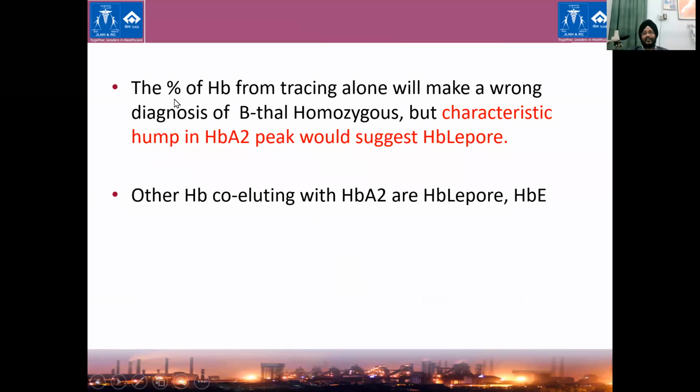The percentage of hemoglobin alone from the tracings will make a wrong diagnosis of either beta thalassemia homozygous or trait, but we should look at how that peak is, how that trace is. That is, whether a characteristic hump is coming or not. And in this case, it was the point which suggested the diagnosis of HB Lepore.